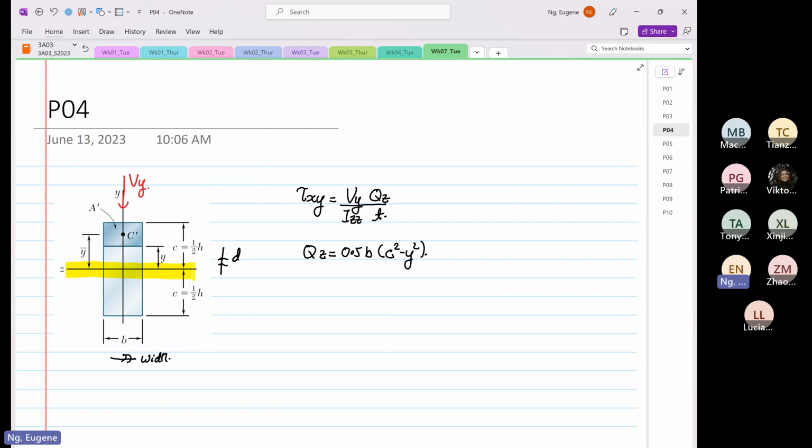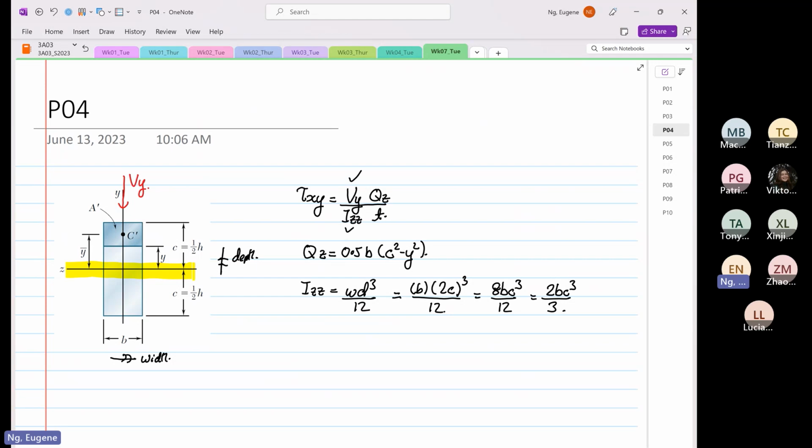And over here, this is our depth. So Izz is equal to width times depth cubed over 12. The width is B, the depth is 2C cubed over 12. So this will be equal to 8BC cubed over 12, and this is equal to 2BC cubed over 3.